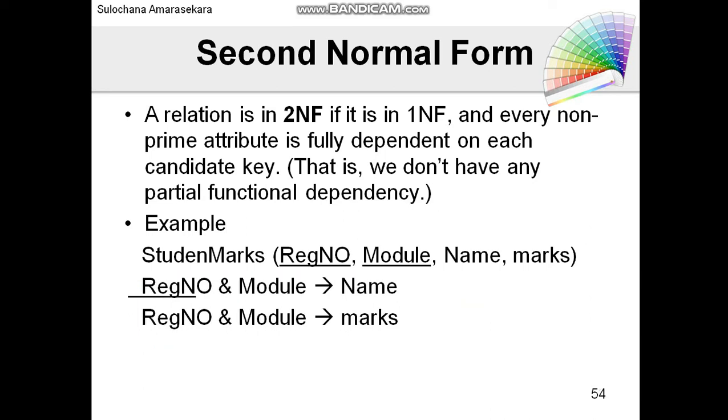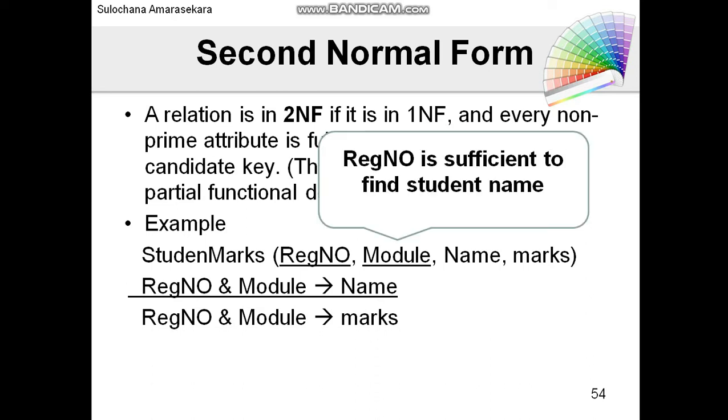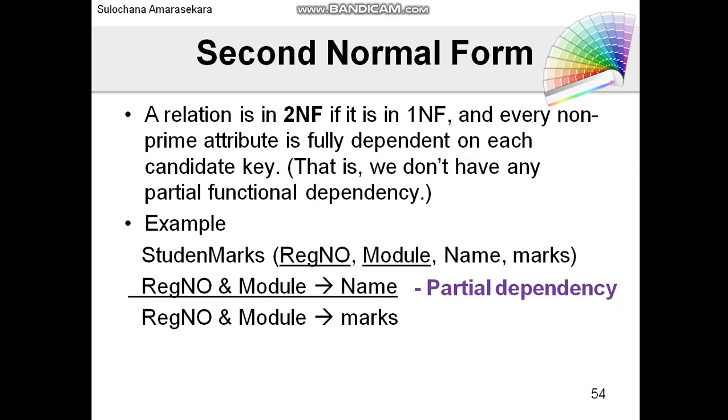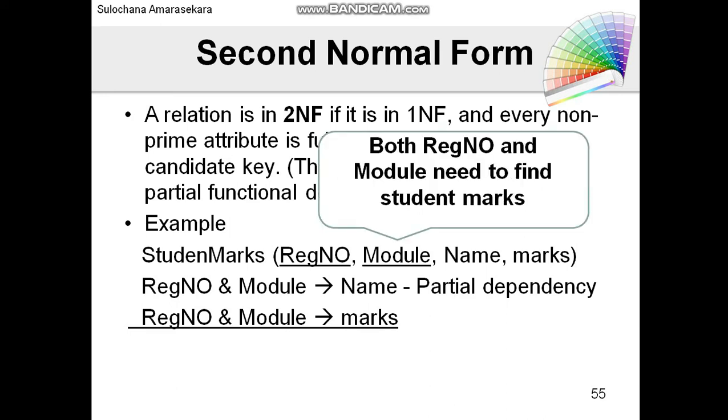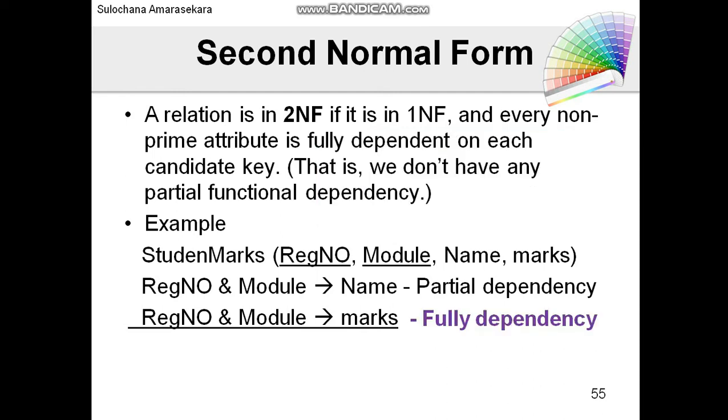Consider the first functional dependency. Here, registration number is enough to obtain the name of the student. Because of that, it is a partial dependency. Now we are going to consider the next functional dependency. To obtain marks, we need registration number as well as module. Because of that, it is a full dependency.